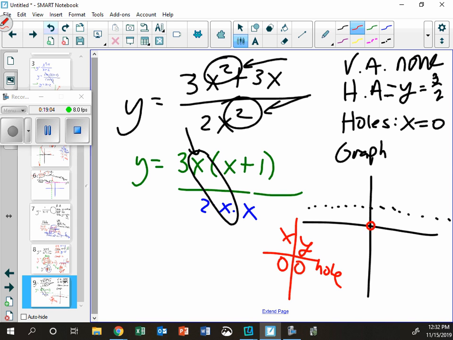I'm going to try putting in 1. If I put in a 1, I have 3 plus 3 is 6 over 2. 6 over 2 is 3. 1 comma 3. Over 1, up 3. Did that go over that line? Yeah, that line's at 1.5, so it's like here-ish.